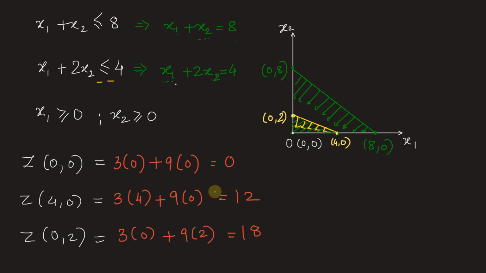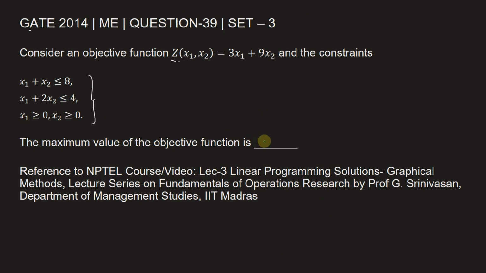We are being asked to maximize z, not minimize but maximize z. So definitely z has a maximum value of 18 at 0, 2. Let's go back and fill in the answer. Maximum value of the objective function z is 18.